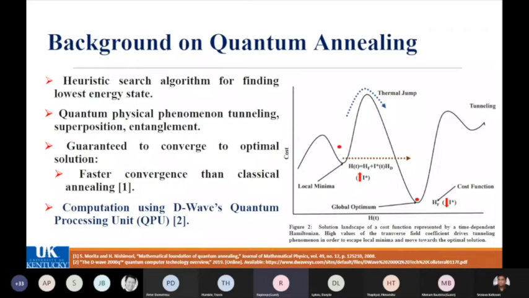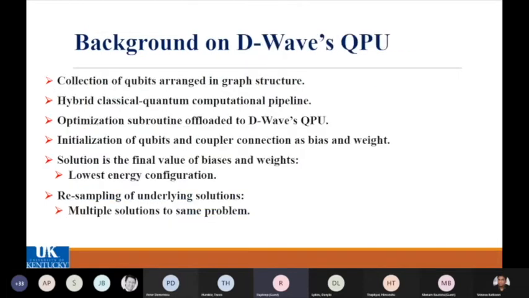So in our work, we have used the D-Wave quantum processing unit for implementing the quantum annealing algorithms. The D-Wave quantum processing unit is basically a collection of qubits which are arranged in graph structures. The optimization routine is usually offloaded to the QPU, and the qubits and the couplers are initialized with the biases and weights, and then the solution is the lowest energy configuration that is returned.